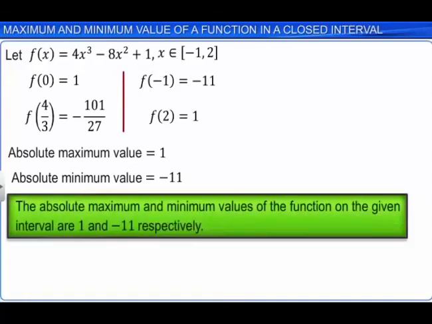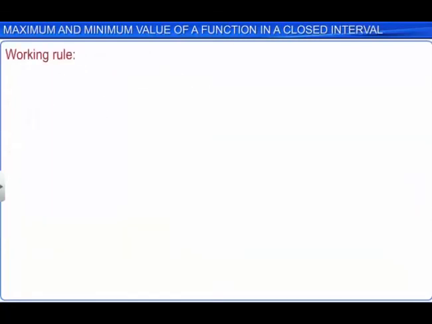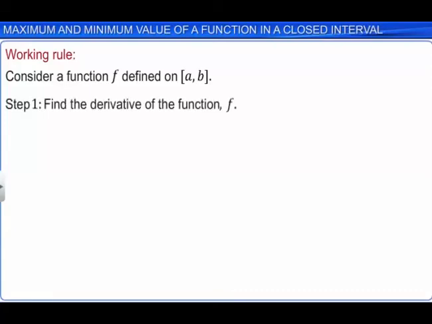Let us now learn the working rule to find the absolute maximum and absolute minimum values of a function f on a closed interval [a, b]. First, find the derivative of the given function. Then, find all the critical points of the function by solving the equation obtained by equating the derivative of the function to 0.